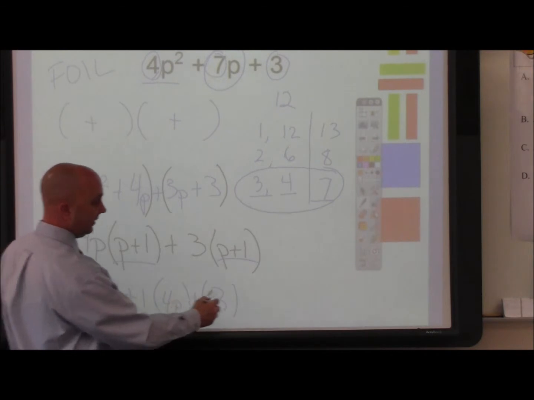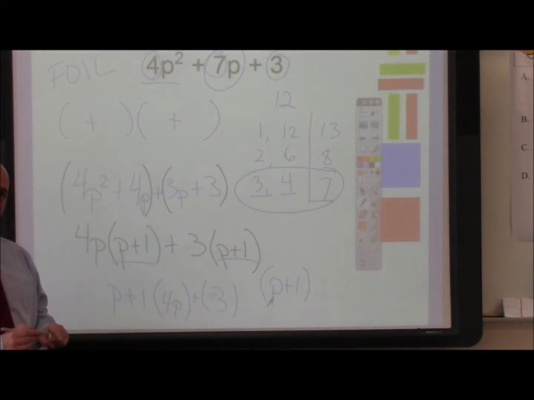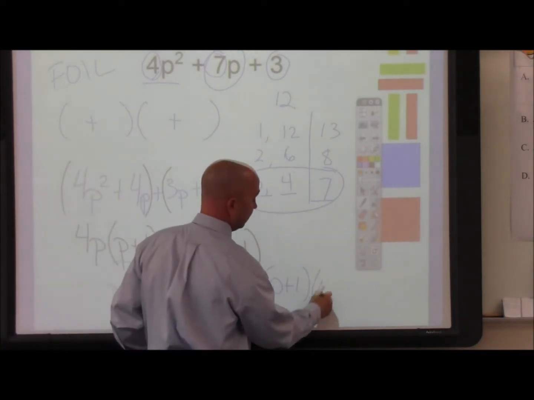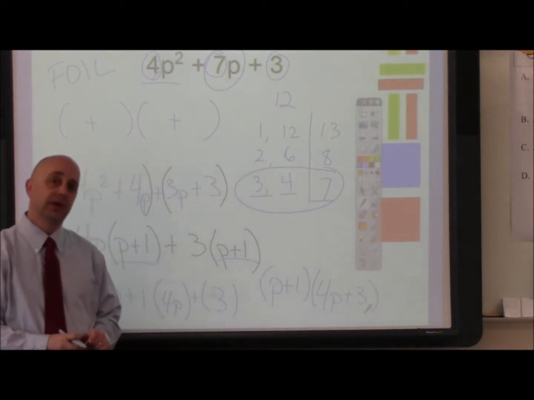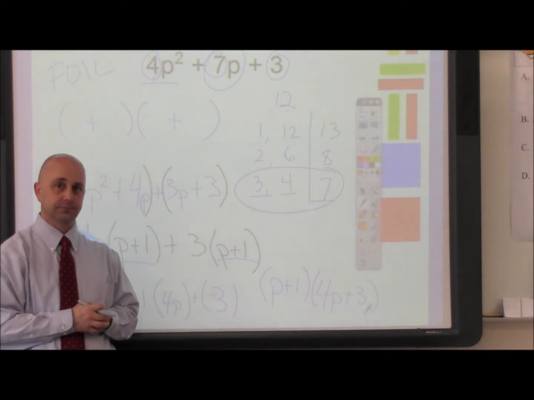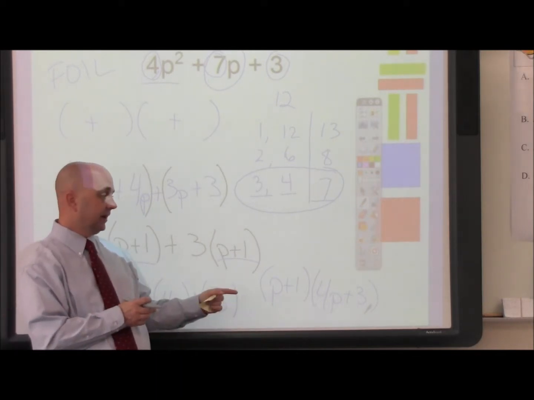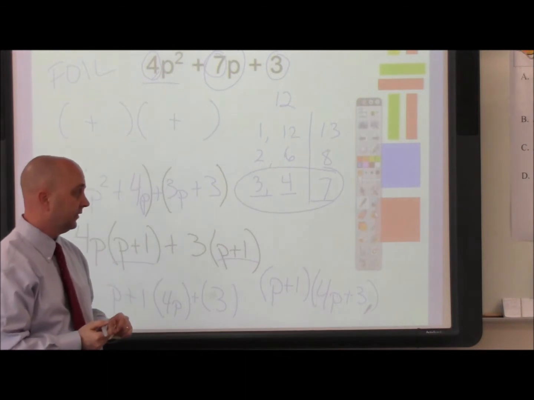So what I end up having is p plus 1 is one of my factors, and 4p plus 3 is my other factor. Now, if you remember back to the algebra tiles, that was the same answer we got. 4p plus 3 was one of the lengths of the rectangle, and p plus 1 was the other.